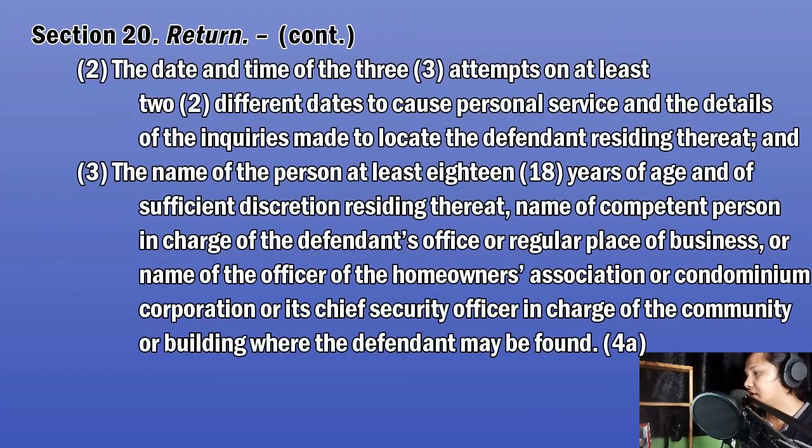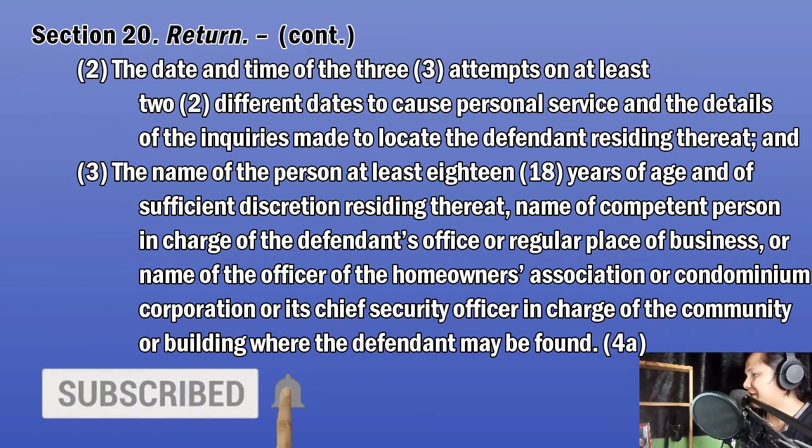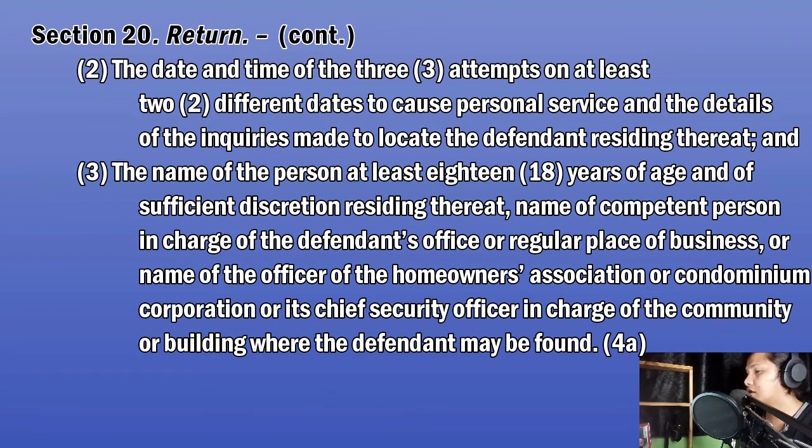2. The date and time of the 3 attempts on at least 2 different dates to cause personal service and the details of the inquiries made to locate the defendant residing thereat. And 3. The name of the person at least 18 years of age and of sufficient discretion residing thereat. Name of competent person in charge of the defendant's office or regular place of business. Or name of the officer of the homeowners association or condominium corporation, or its chief security officer in charge of the community or building where the defendant may be found.